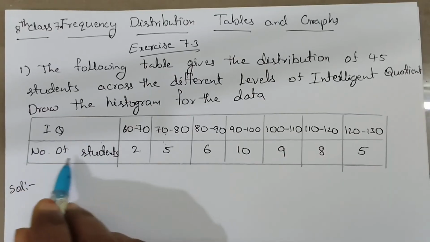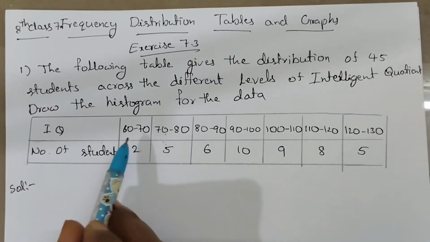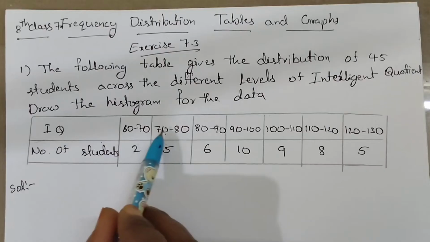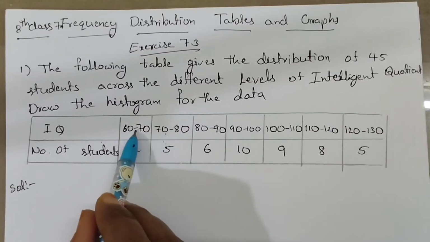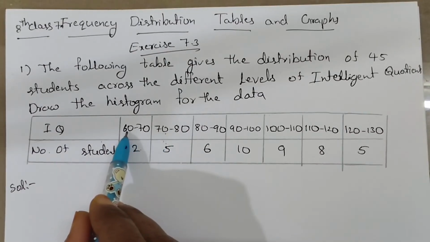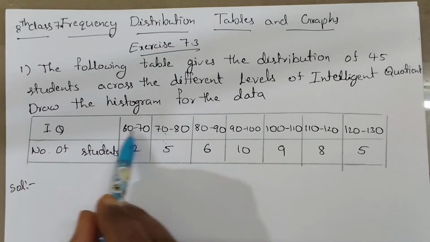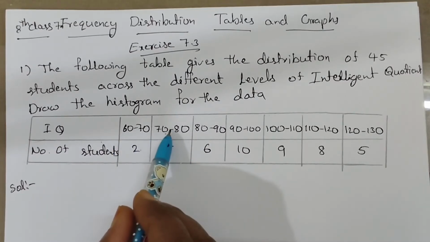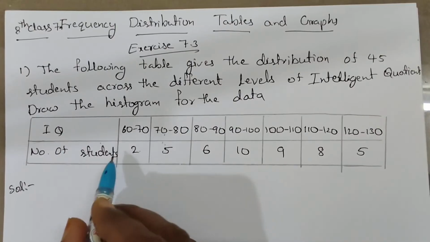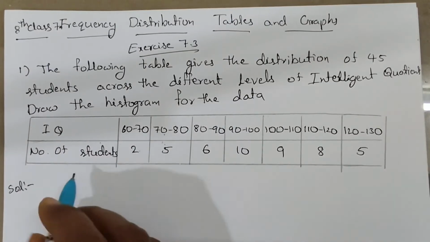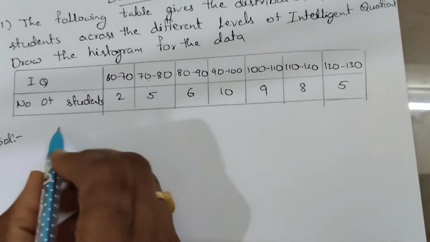Here IQ and number of students are given. So now the first classes are 60 to 70, 70 to 80. The midpoint of the first class is 60 plus 70 by 2, which is 65. The midpoint of the second class is 75. Now we find the class interval.